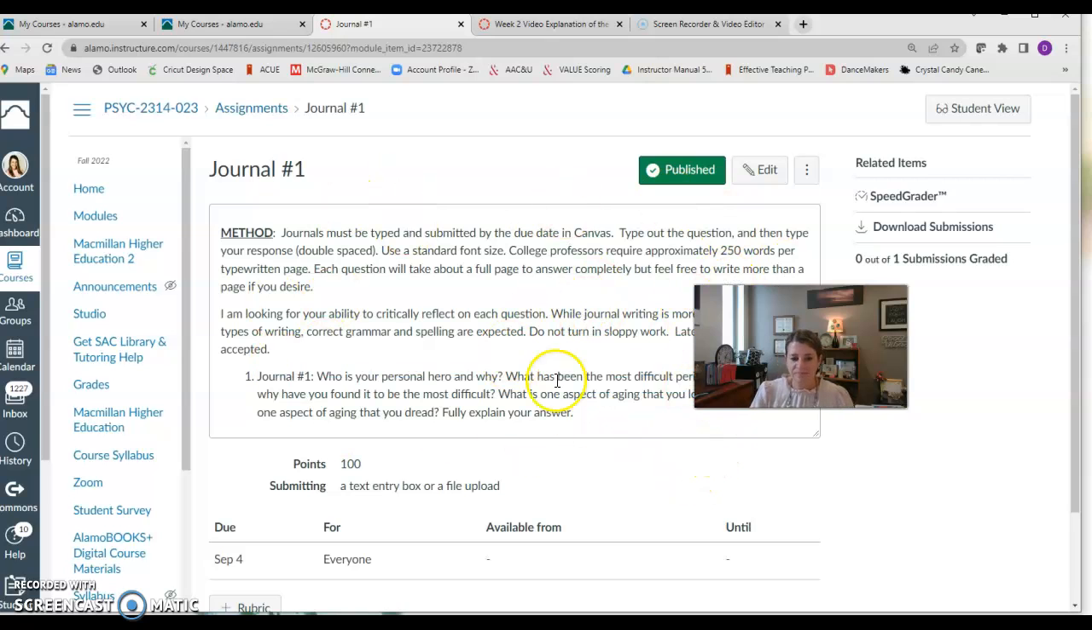So you probably shouldn't need any citations on your journal because it is about you and your life, and it doesn't require you to do research. So I'm not looking for any APA citation on these. However, I could see a situation where maybe you do want to reference something. It's okay to do that, but I'm not looking for citations on journals, okay? It really is a free flow of writing that's all about you.